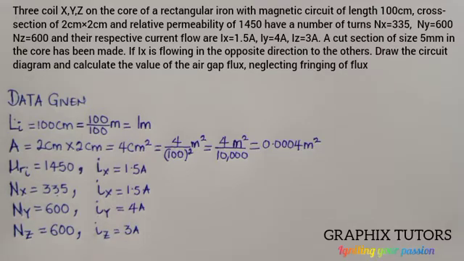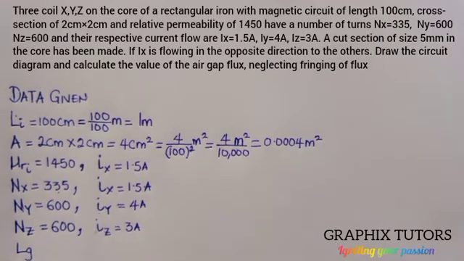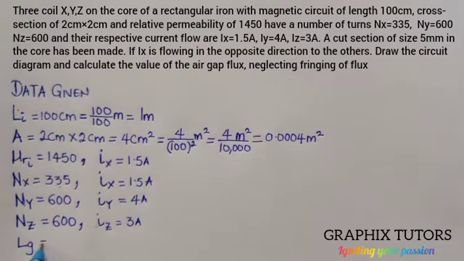Now it says there's a cut of size 5 millimeter in the core. So we'll call that cut the air gap. We'll call it the length of the gap. So I'm going to write it this way: the length of the gap, L subscript G, is given as 5 millimeter. Now if you convert 5 millimeter into meter, milli means divided by 1000, that is 10 to the power minus 3. So you are dividing 5 by 1000 and you get 0.005.